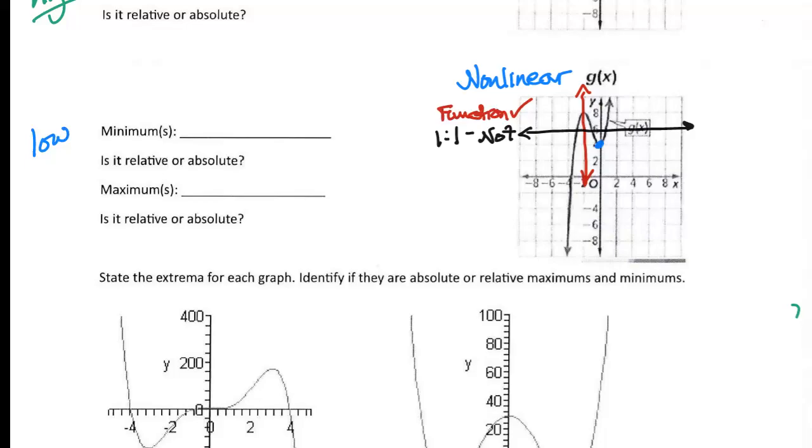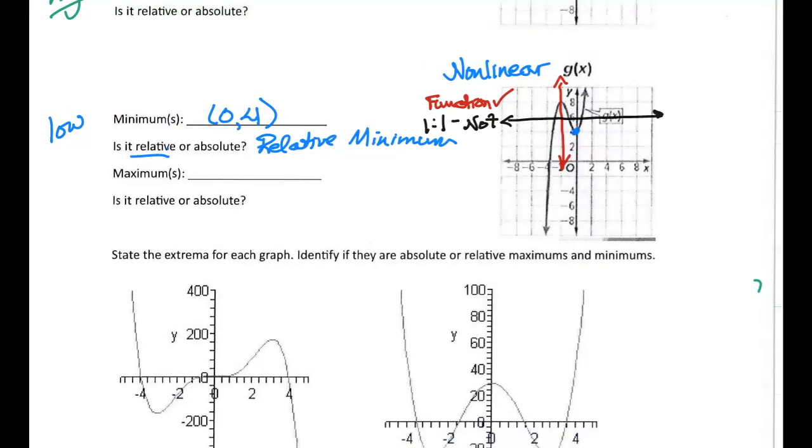And that point is (0, 4). Now, is that a relative minimum or is that the absolute lowest point of this graph? It's relative. It's relatively low for that area, but it's not the lowest point. We don't have a lowest point because this keeps going on and on. So this is a relative minimum. A relative minimum. Okay?